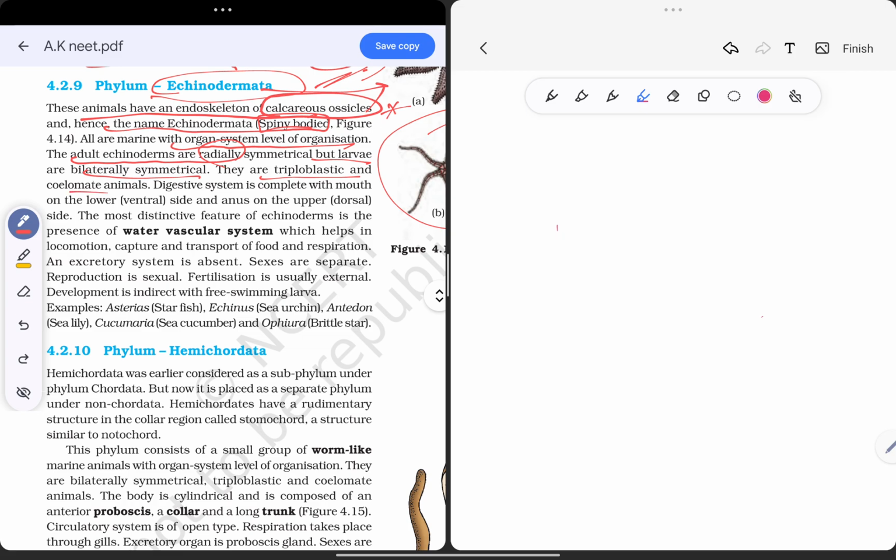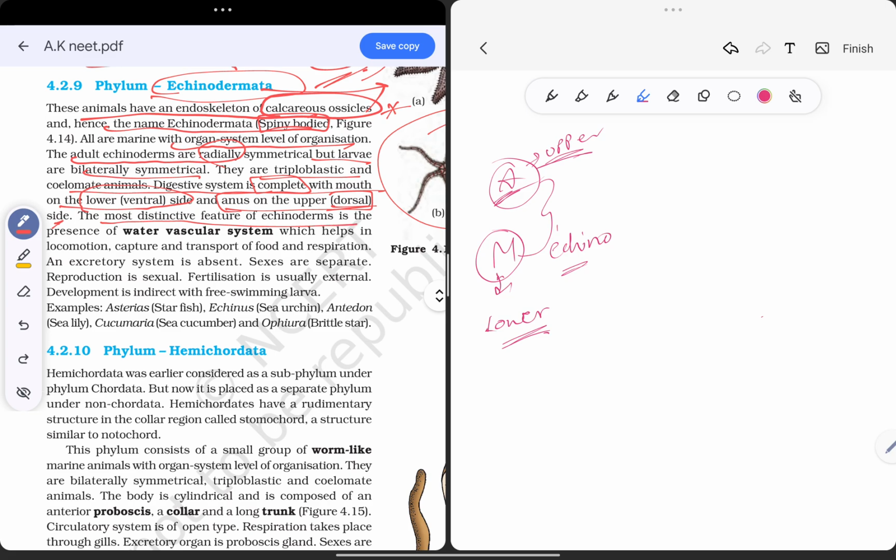These triploblastic coelomate animals have a complete digestive system with the mouth on the lower side, the ventral side. The anus is present on the upper side, the dorsal side. Anus first, mouth second. In the case of Echinodermata, the mouth is present in the lower or ventral part, and the anus is present in the upper part.